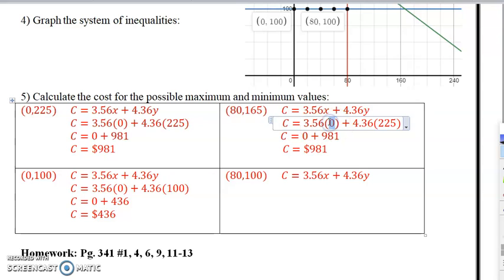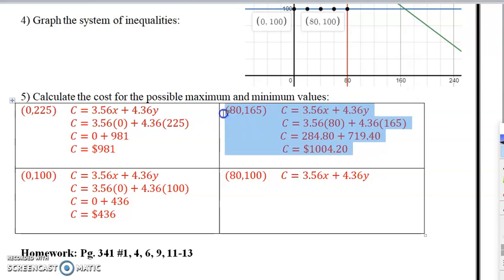This one is 80 and 165. So we're going to calculate that. So 80 multiplied by 3.56 is $284.80. And $4.36 multiplied by 165 is equal to $719.40, which would equal a total cost of $1,004.20.